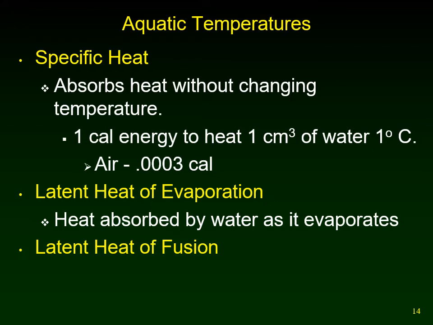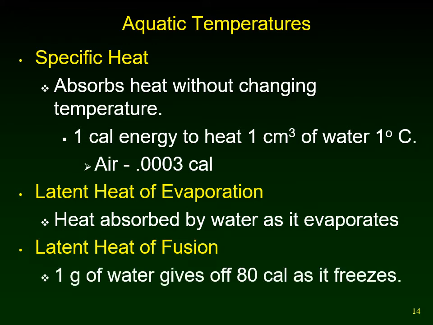So as a gram of pond water freezes, it gives off sufficient energy to heat 80 grams of water by 1 degree Celsius, and that prevents the water from continuing to cool. So that obviously is going to be an important source of energy in the wintertime as the surface of the water is freezing over. The organisms can appreciate some more heat coming that way. So the latent heat of fusion is another impact of water on temperature.